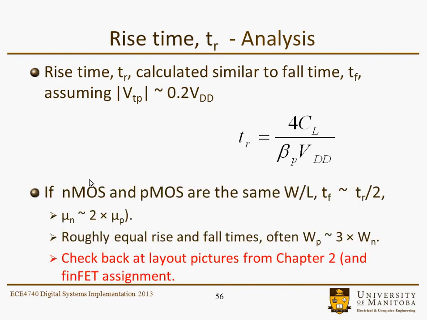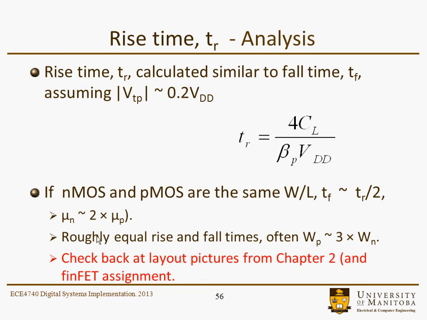So if NMOS and PMOS devices have the same W over L, so that means the drive of those devices, then our fall time is going to be approximately half of the rise time, and that's accounted for by virtue of the fact that the mobility of the electrons is approximately twice the mobility of holes. Whether it's 2 or 3 doesn't really matter.